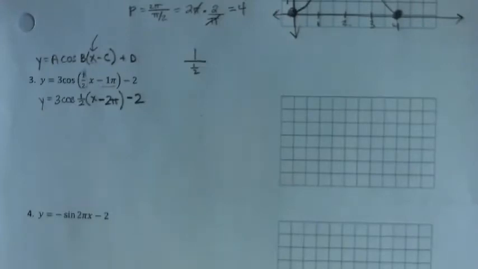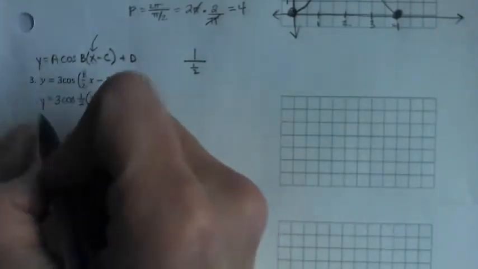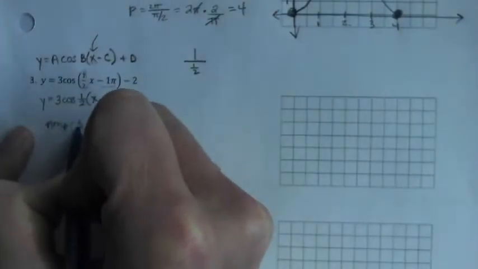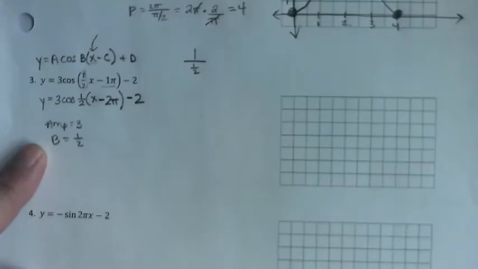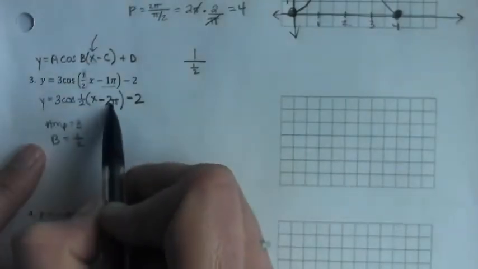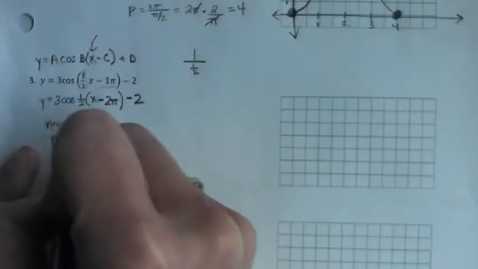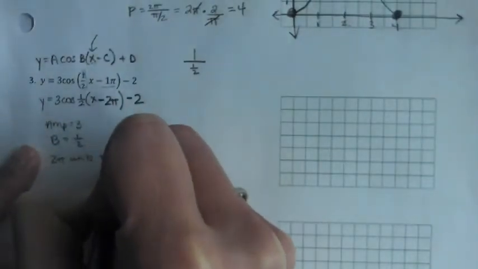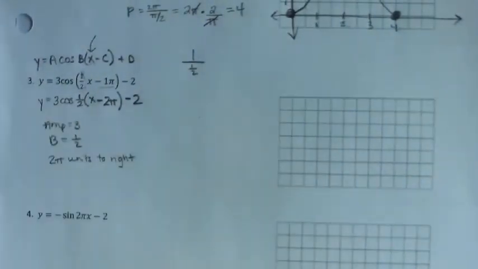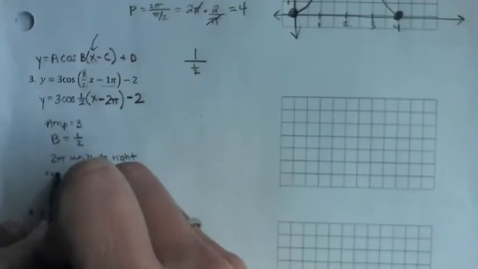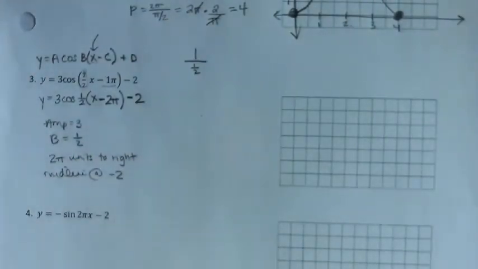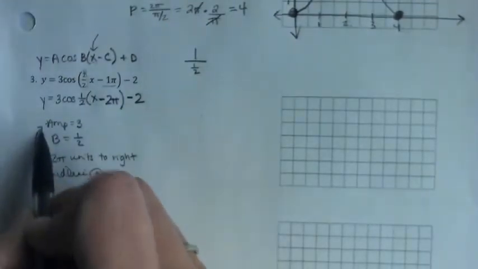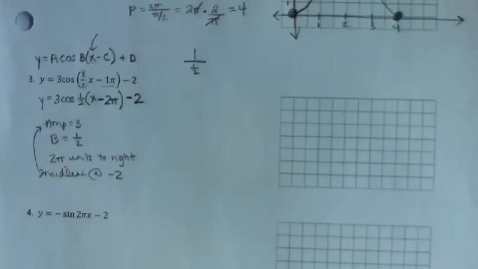So now we can clearly see what A is, amplitude equals 3. What B is, B equals 1/2. We'll find our period in a second. Phase shift, 2 pi units to the right. And then midline is at -2, which I probably should have written next to the amplitude because those kind of work together.